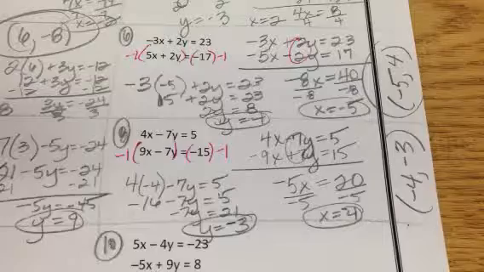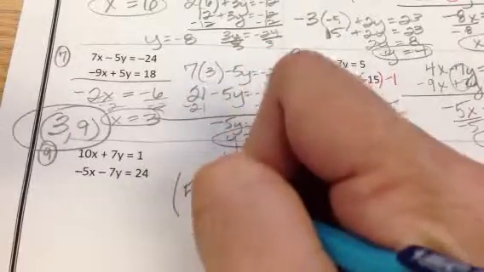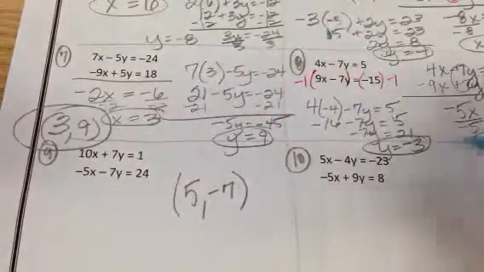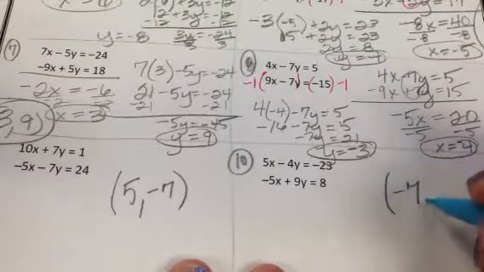I will post the remaining work on these if need be, but I'm going to give you the last solutions. X is 5 and Y is negative 7 in number 9. And if you're doing your math right on number 10, X is negative 7 and Y is negative 3.